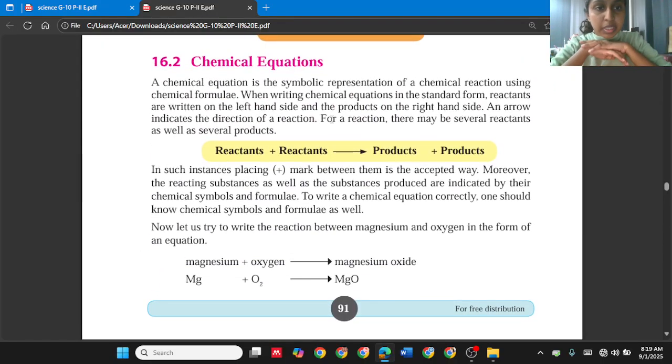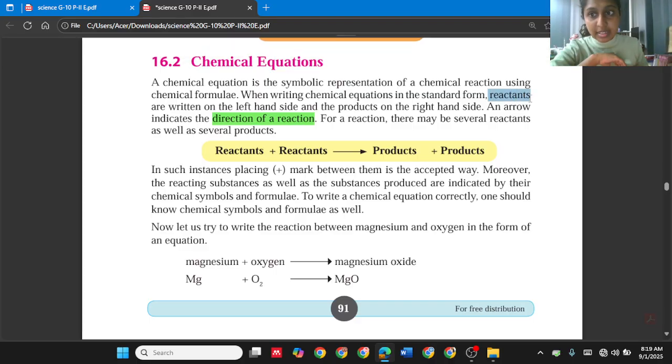Chemical equations. A chemical equation is the symbolic representation of a chemical reaction using chemical formulas. When writing chemical equations in the standard form, reactants are written on the left hand side and the products on the right hand side. An arrow indicates the direction of the reaction. So highlight this one. So the left side is reactants and the right side is products. Okay.